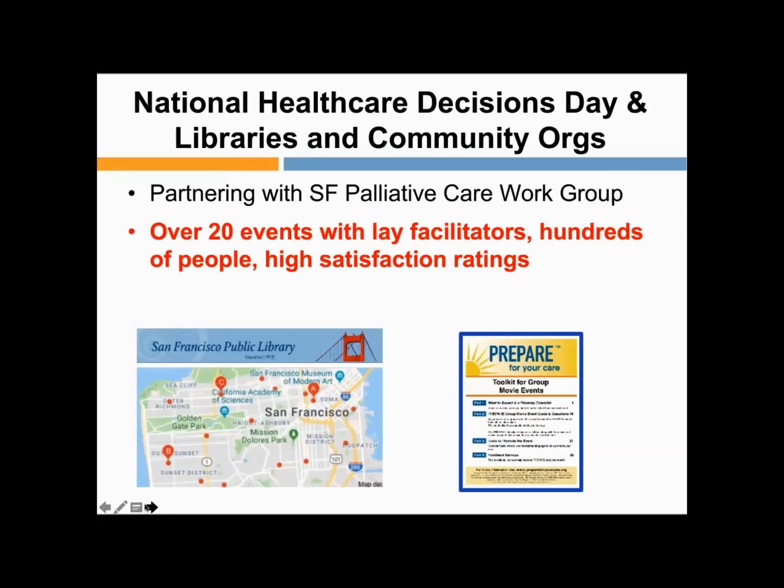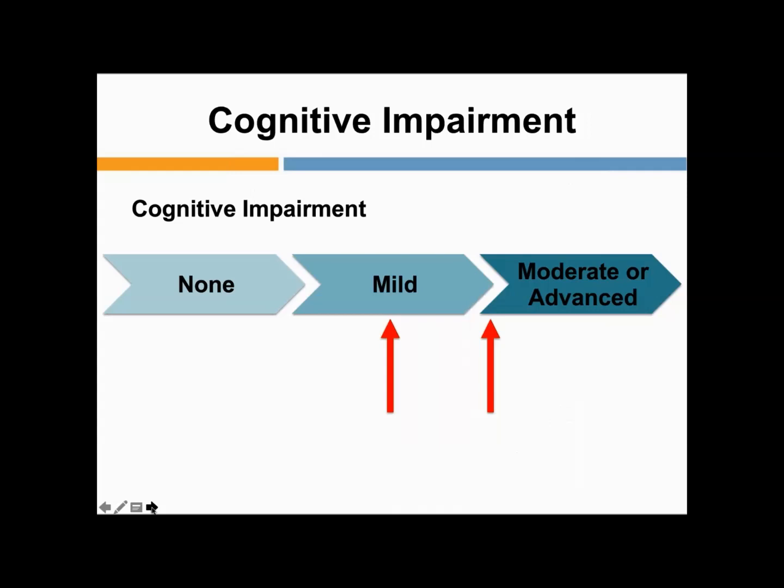We've partnered with National Healthcare Decisions Day and our San Francisco Palliative Care Work Group here in San Francisco to work with libraries and community organizations. And with this last National Healthcare Decisions Day, we had over 20 events with lay facilitators, hundreds of people with high satisfaction ratings. So just to say that if you're interested in putting on events, either in a community organization or even as a group medical visit, these seem to be working quite well.